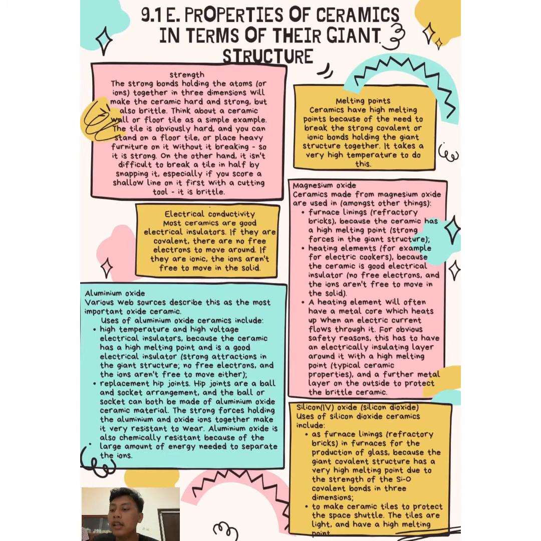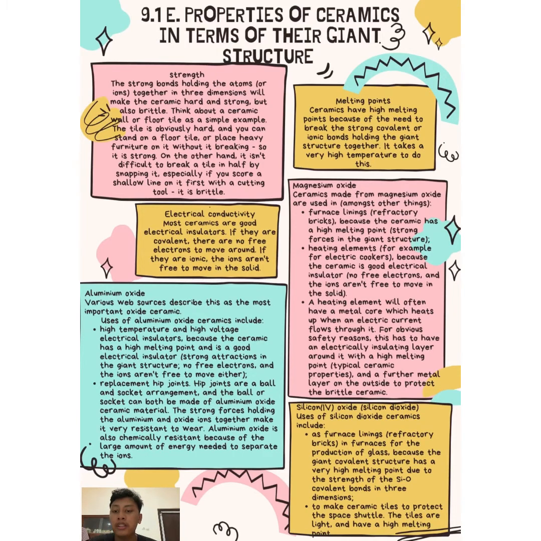And then the second is aluminum oxide. Various web sources describe this as the most important oxide ceramic. The uses of aluminum oxide ceramics include, first, a high temperature and high voltage electrical insulator, and the second is replacement hip joints. Hip joints are a ball and socket arrangement, and the ball or socket can be made of aluminum oxide ceramic material.